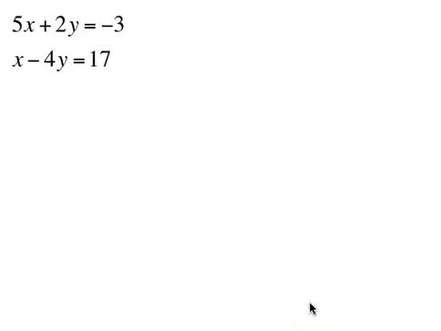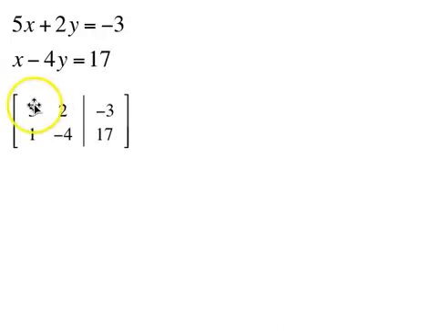So here's our next question. 5x plus 2y is negative 3, and x minus 4y is 17. If we construct our matrix, we see this. And we want a 1 in this top slot. So you may think, multiply the first row by 1/5, or say row 1 is the old row 1 divided by 5. But that will introduce fractions. We saw how unpleasant they were in the last problem.